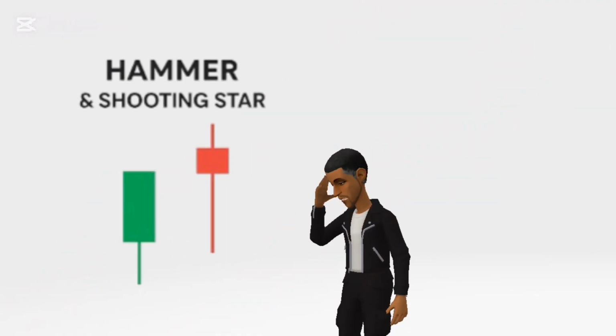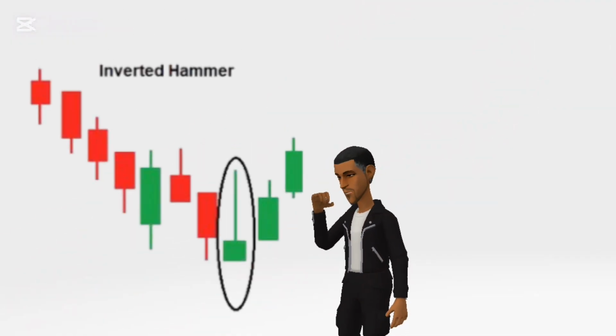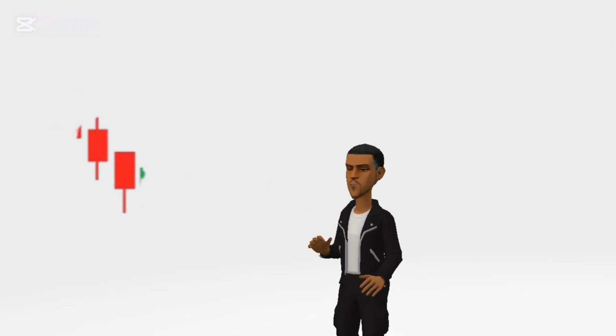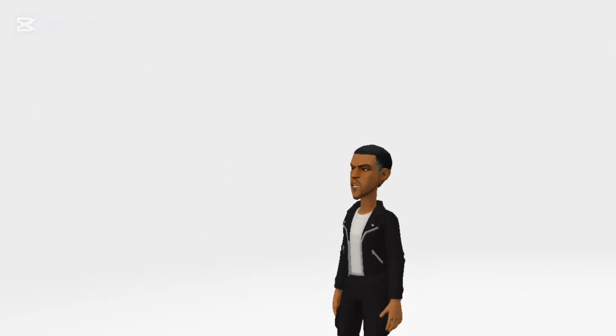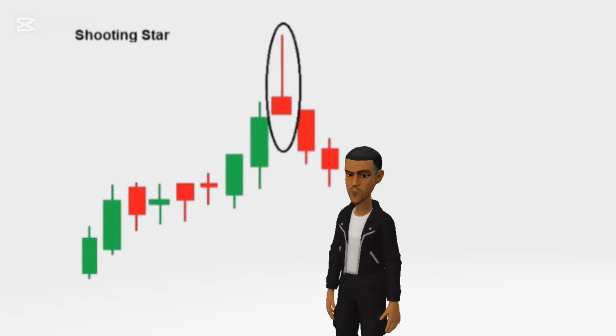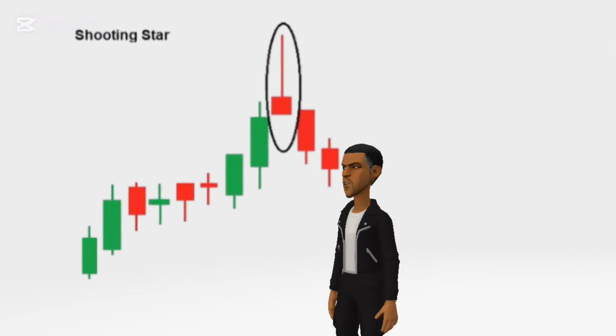Hammer and shooting star. A hammer at the bottom means price might go up, a bullish rally. It signifies the end of a crash and a possible trend reversal. A shooting star at the top means price might fall. This shows the end of a rally and a possible trend reversal.